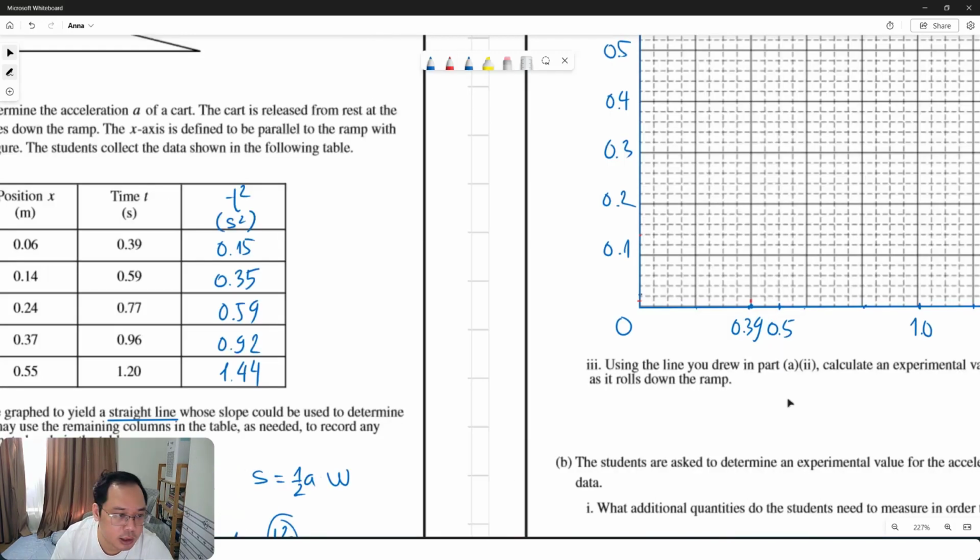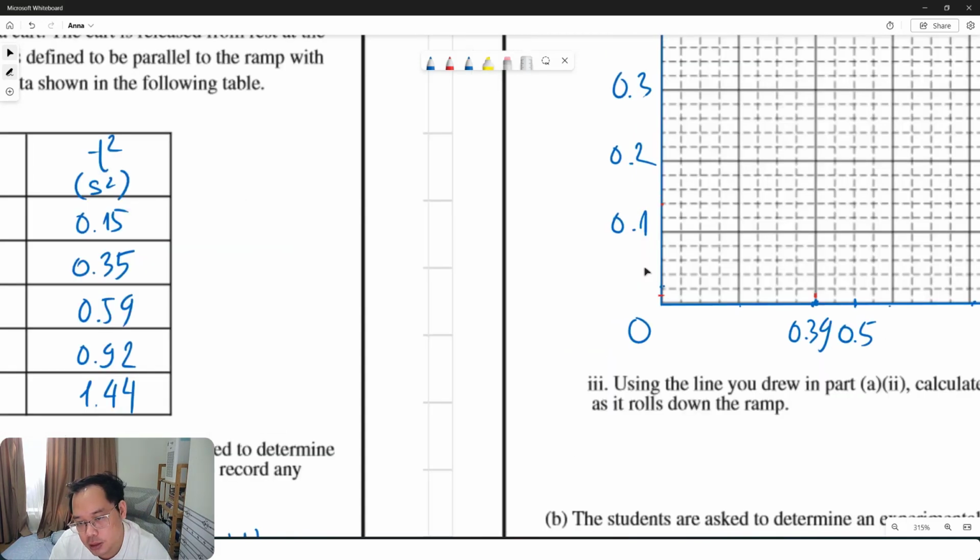Okay. The first point is when the position is 0.06, so 0.02 here, 0.04, 0.06, 0.08. So 0.06 is here.